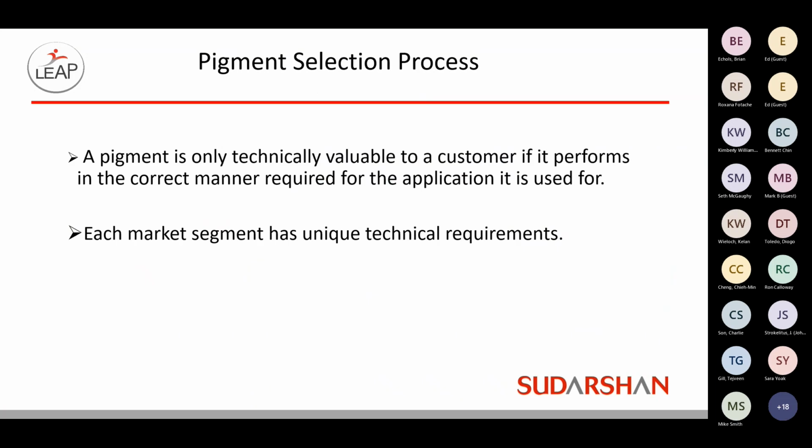And we've talked about this in the past before, where a pigment is only technically valuable to a customer if it performs in the right manner for the specific application that it is intended for. And even in the applications area of plastics, there are many different unique market segments that have to be understood, and each of those also has some unique technical requirements that have to be met.